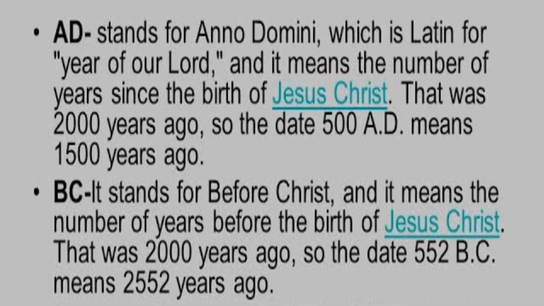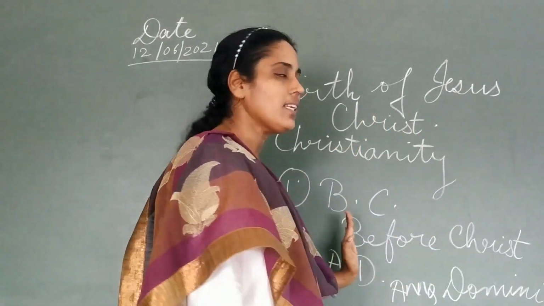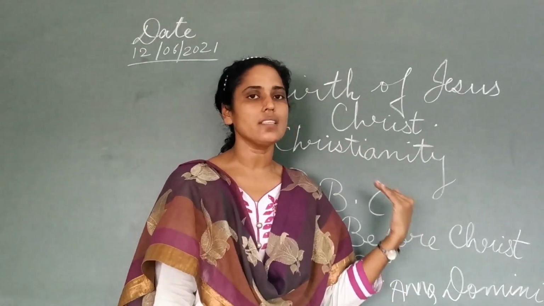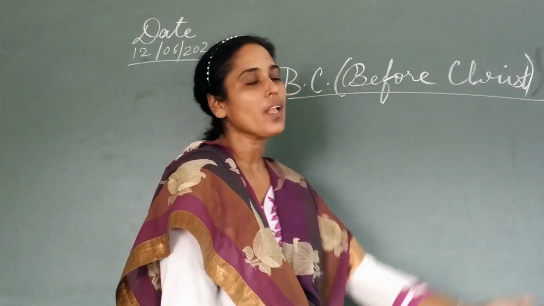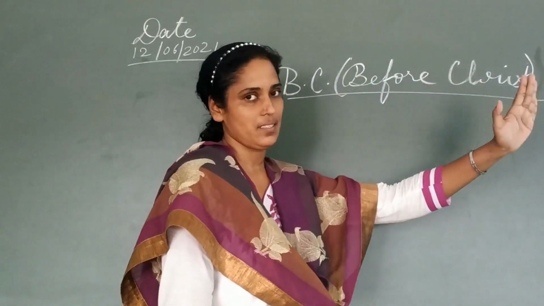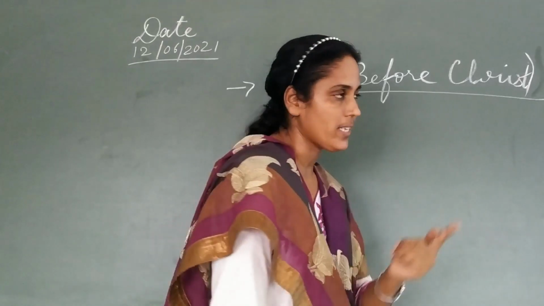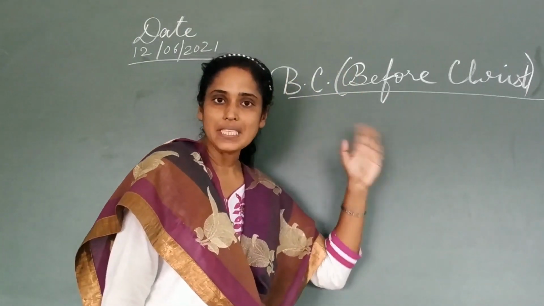So it means what? Two main concepts in the date line. The central portion will be the birth of Jesus Christ. Then you have the BC and the AD. Now students, let's see what is this BC and AD. Now students, let's see what is BC. I already told you the full form. BC means before Christ. That is, whatever happened in history before that historical event, which event? The birth of Jesus Christ. That will be categorized in the category of BC.